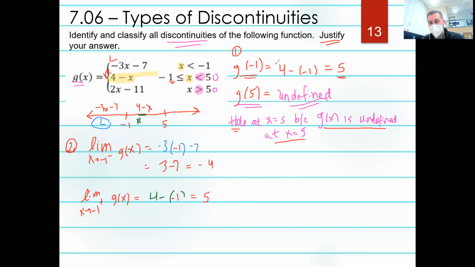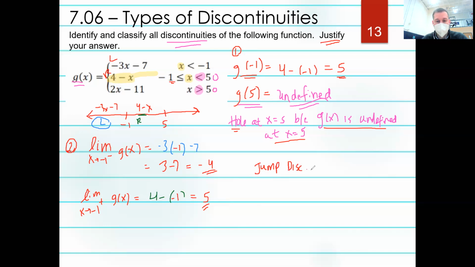Okay, so even though g of -1 was defined and it was 5, and the right-sided limit was 5, we can see that the left-sided limit was not. We have two distinctly different limits from the left and from the right. So what does that tell me? Is that good? Is that bad? Well, that tells me a discontinuity. From the left and from the right, since they're not meeting, there's a gap in between them, which signifies a jump. So we're going to say that there's a jump.